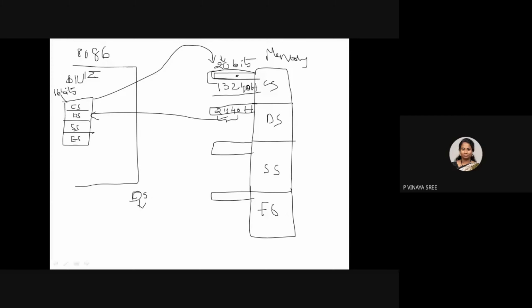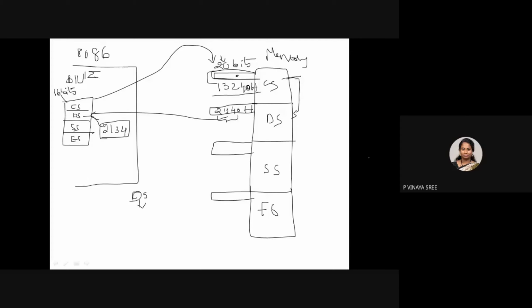Okay, so let us consider the processor has completed fetching an instruction. Now after decoding, it has to go to the data segment for getting the data. So the data segment has to be ready. In the data segment register, we have 2134. Why? Because it cannot store 21340, 20 bits, as the size is 16 bits.